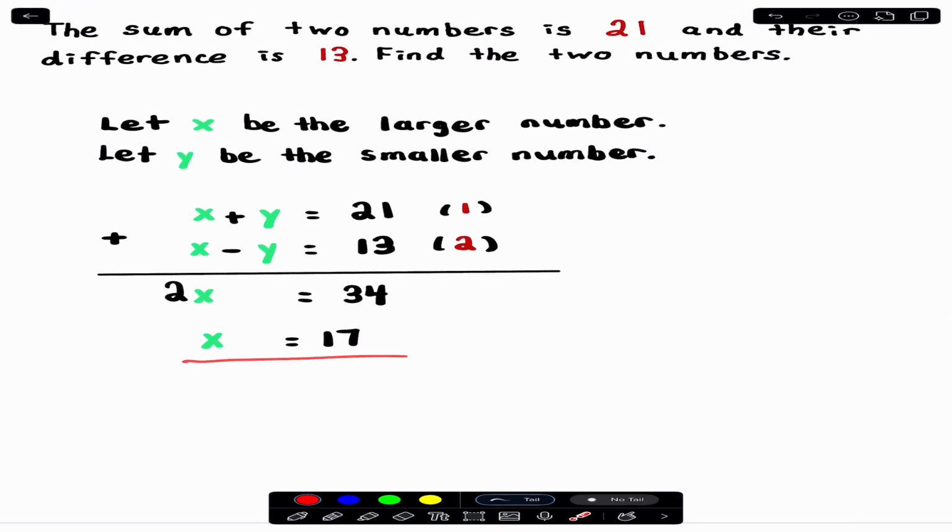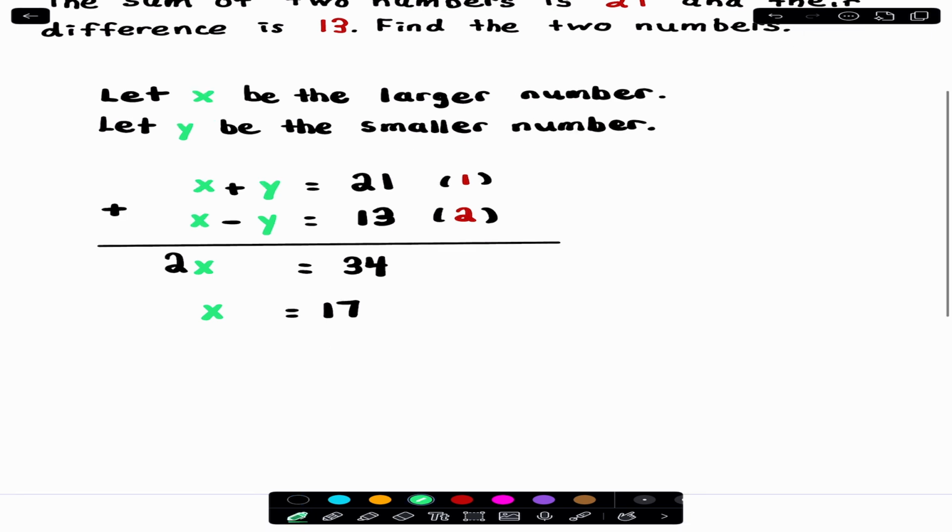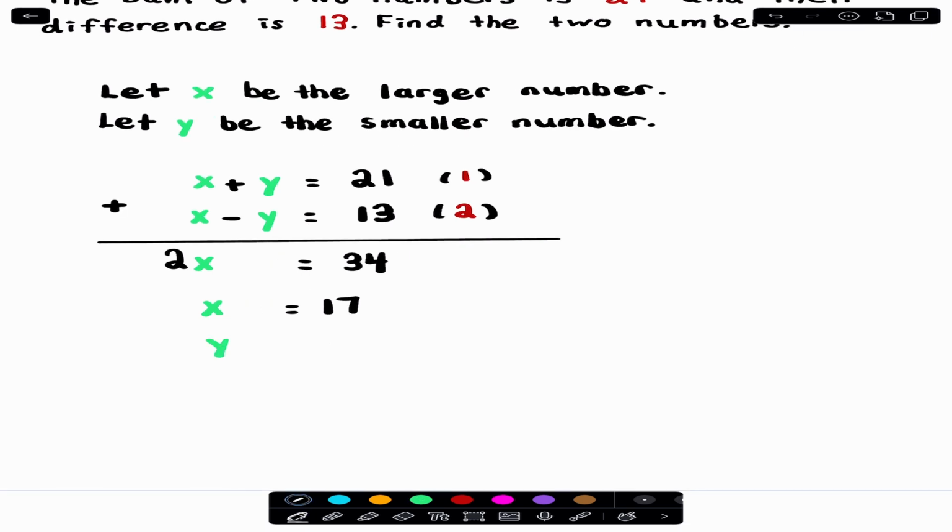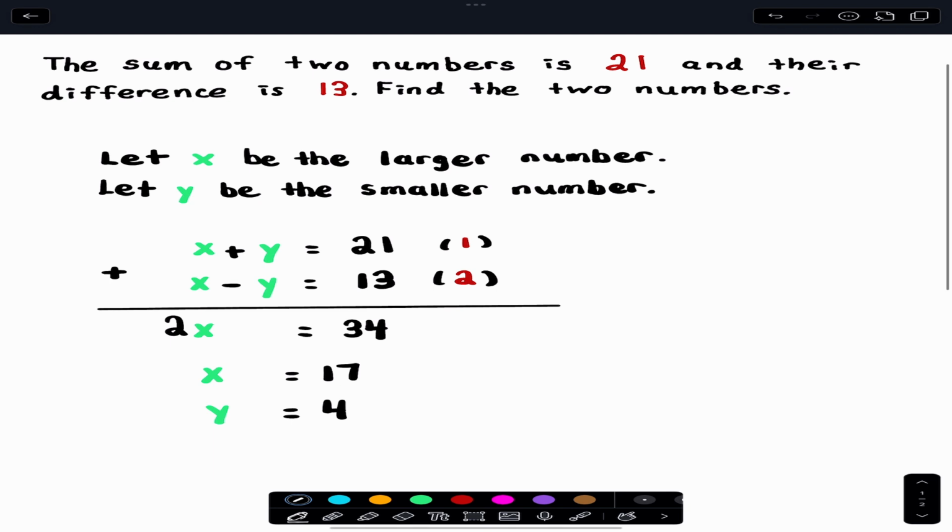Because we have our value of x, we can take it and plug it back into either equation 1 or equation 2 to find y. When you do that, I trust you can do that on your own, you'll find that y equals 4. And we can even verify that this is true. If we take 17 and 4, add them together, we get 21. We take 17 minus 4, we get 13. And 17 is indeed the larger number, so we know that 17 is equal to x and y is equal to 4, the smaller number. So everything lines up nicely.